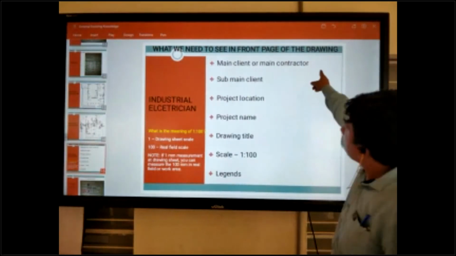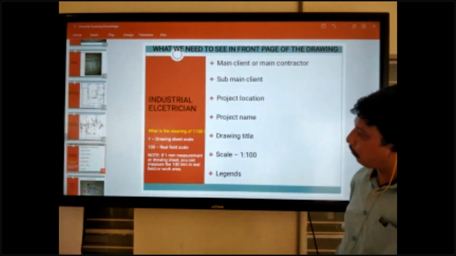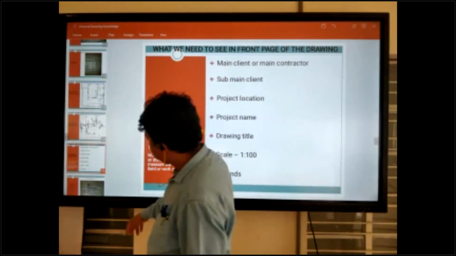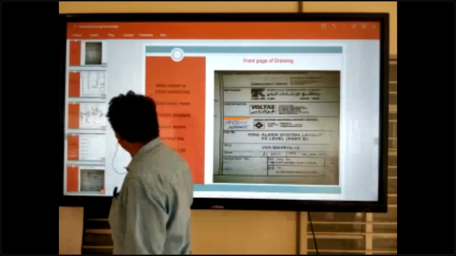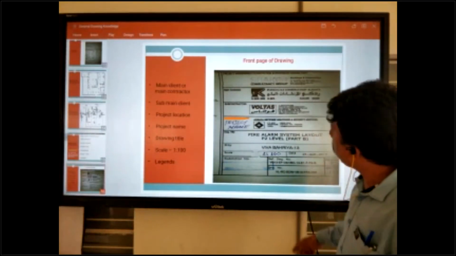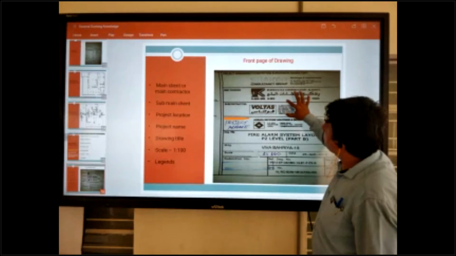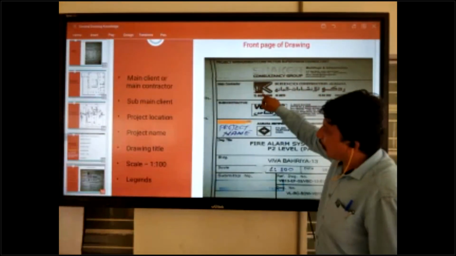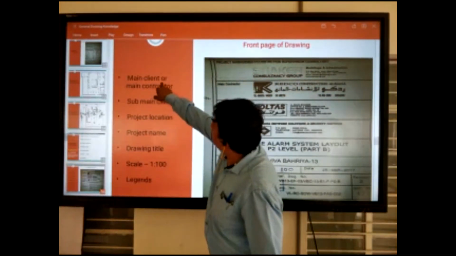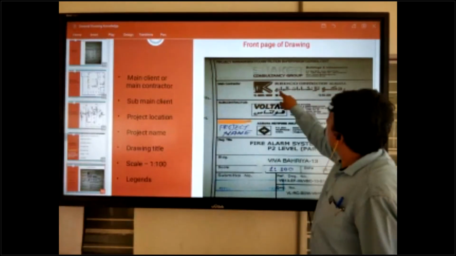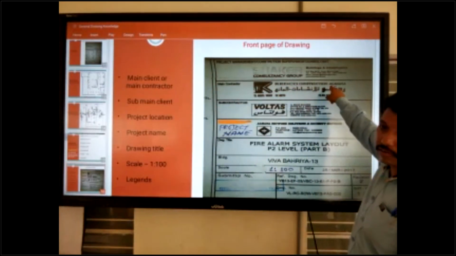Front page, all these things are coming in the front page. Next one is the same like that. Okay. So this is the front page of the drawing. Here is writing. You see main contractor. There is first the main client or main contractor, which is Redco Construction.